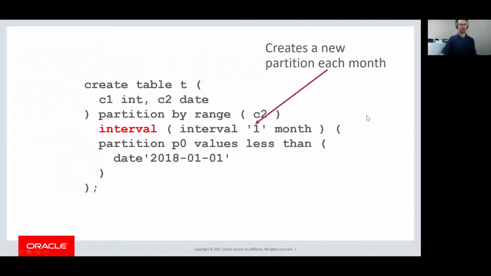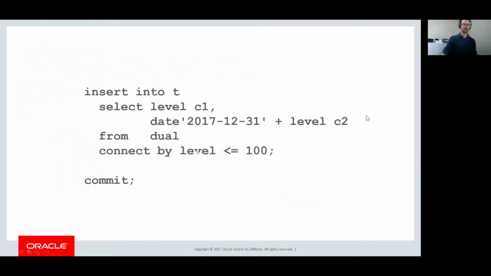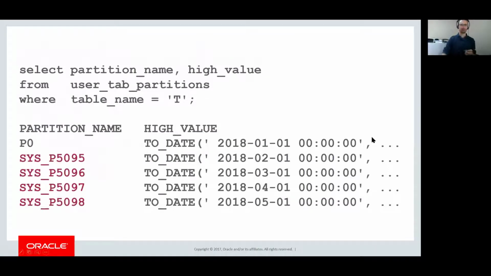So we've created our table and we'll stick a whole bunch of data in it. We're sticking 100 rows in it, and there's a row per day. So what's that, three, four and a bit months or something like that. When we do that, we will create those partitions for you. So when we query tab partitions, we got P0, our initial, and then we got our 4 new partitions. Now notice these have these lovely SYS underscore names.